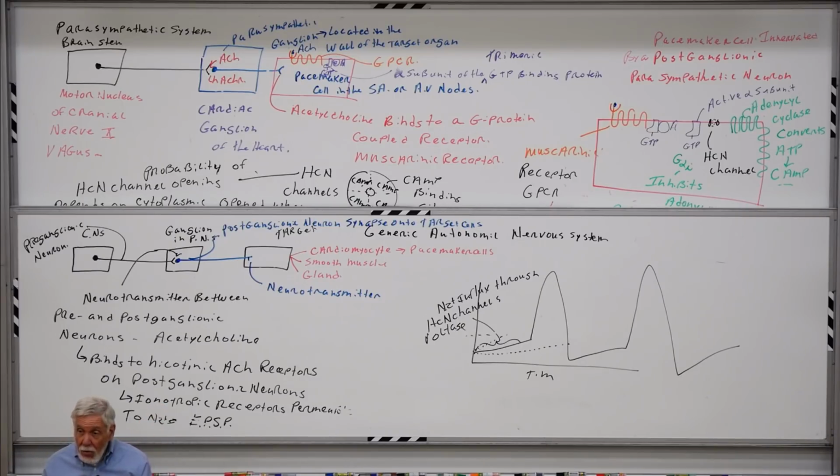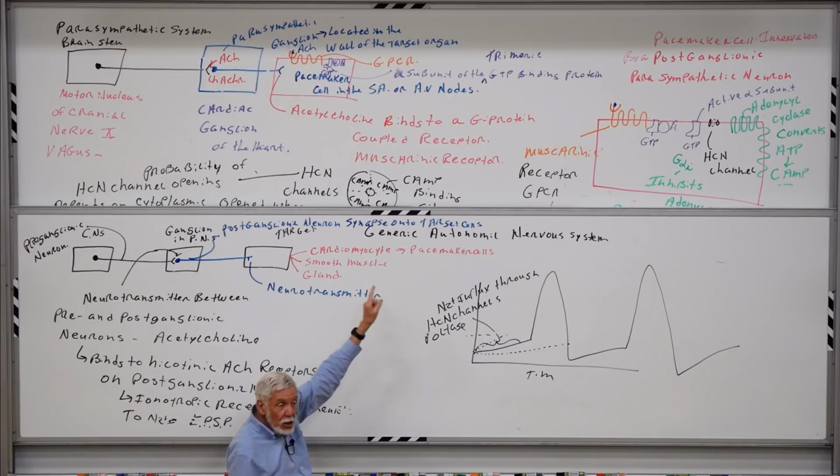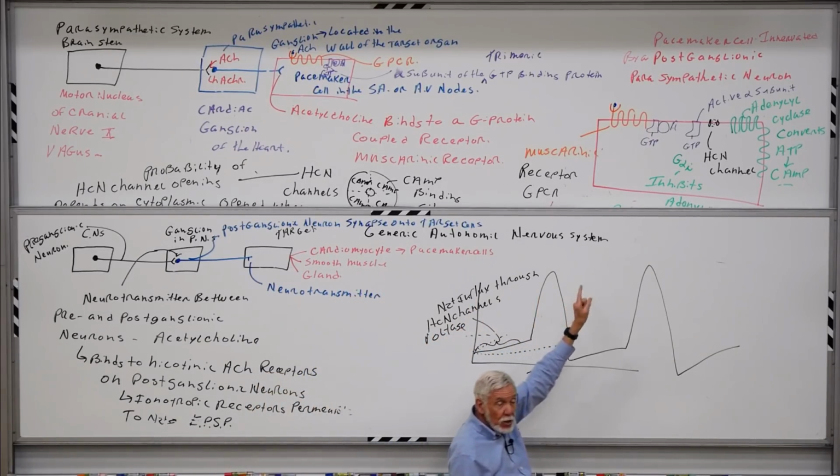And it all comes about because of the difference in the neurotransmitter released from the postganglionic sympathetic and parasympathetic neurons and the G protein coupled receptors that those neurotransmitters bind to.